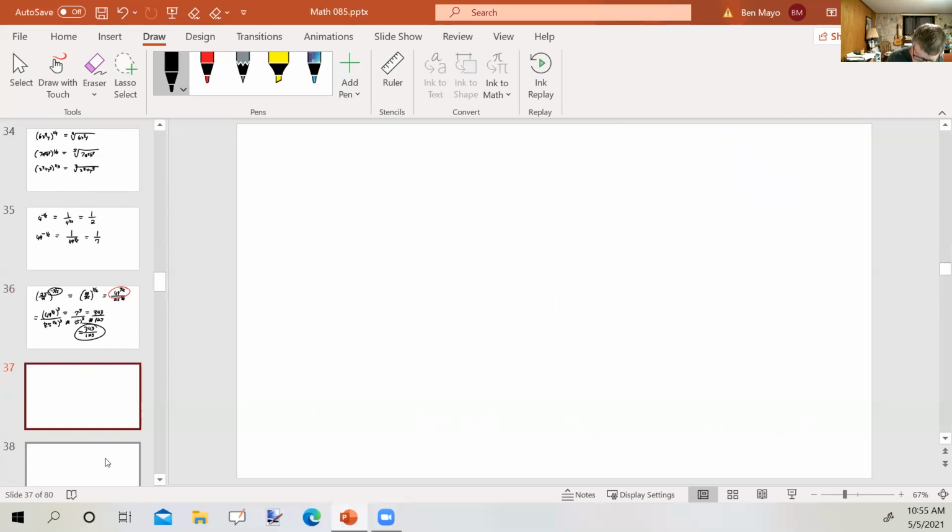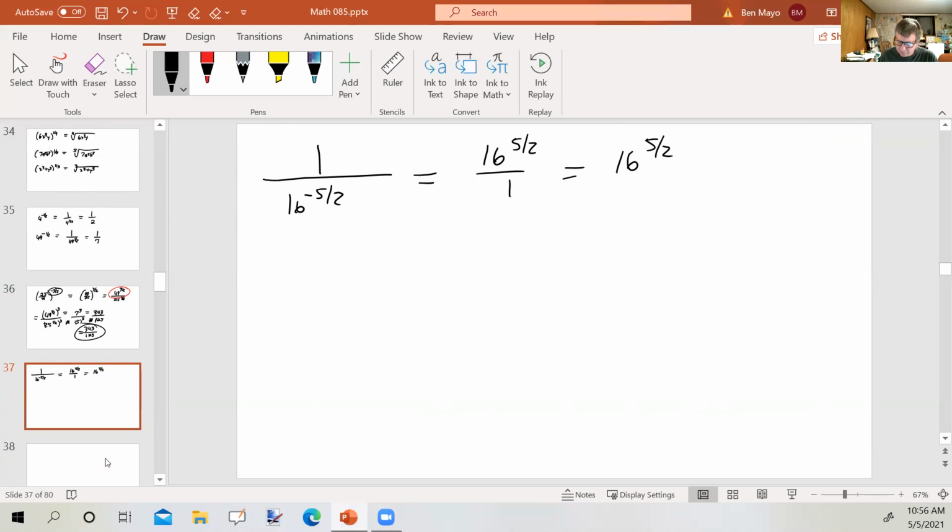How about this one? 1 divided by 16 to the negative 5/2 power. So I can move the 16 to the negative exponent up on top and make it a positive exponent, all over 1. I don't really need that 1 in the denominator. So this would be 16 to the 1/2 power to the 5th power. Well, the square root of 16 is 4. So now I've got 4 to the 5th power. Let's see what that is. 4 to the 5th power is 1024.